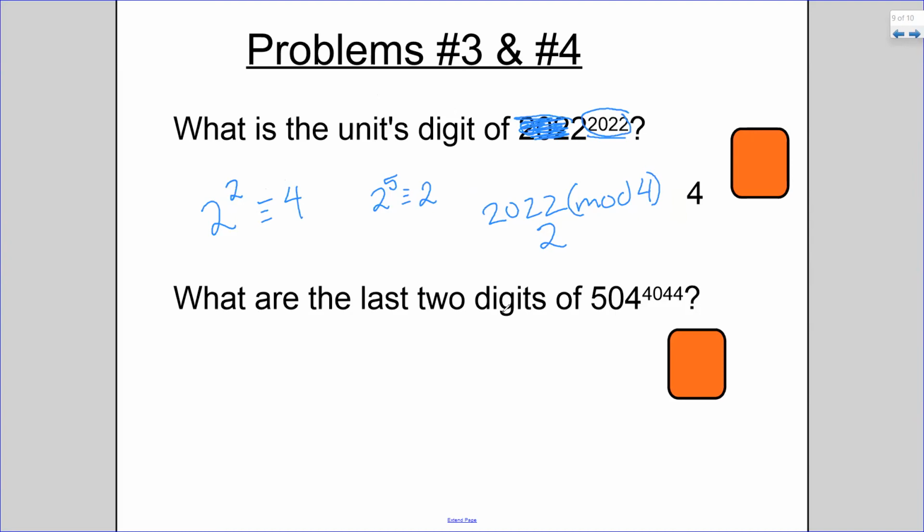Let's look at this one. So here we're dealing with the last 2 digits of 504 to the 4044th power. So here we're looking at the last 2 digits. We can't simply just deal with only 4, right? We have to deal with the 0, 4 and see how that's going to play out. We could do Euler's totient and try to figure out what we could divide 4044 by to really find a shorter path.